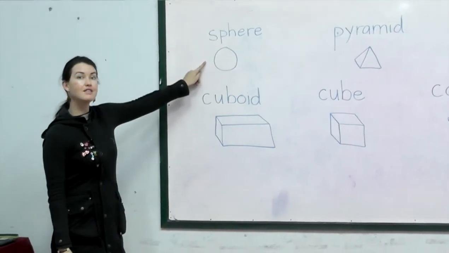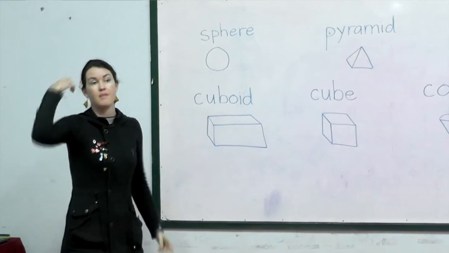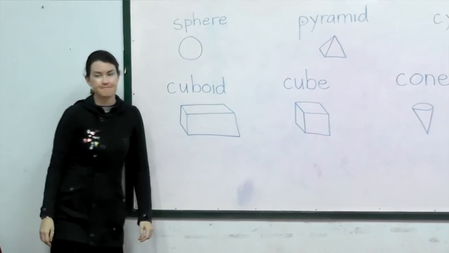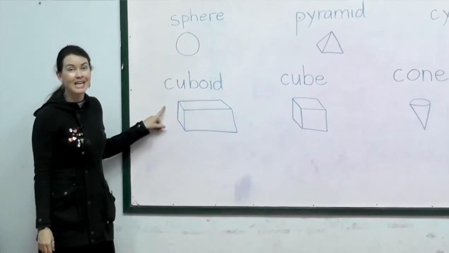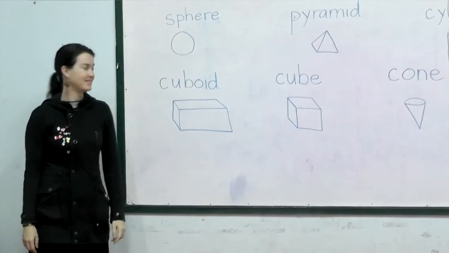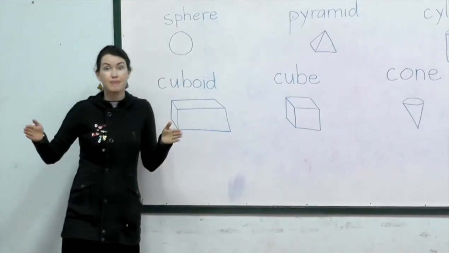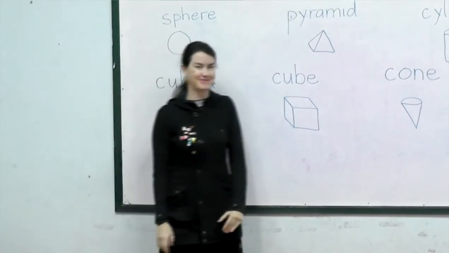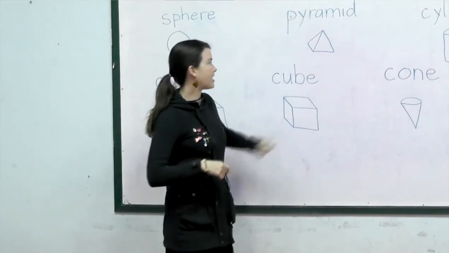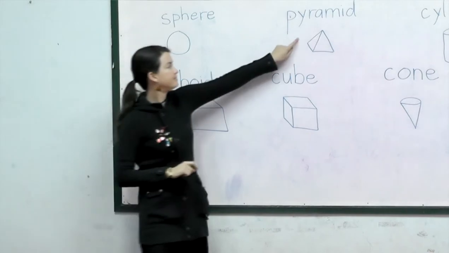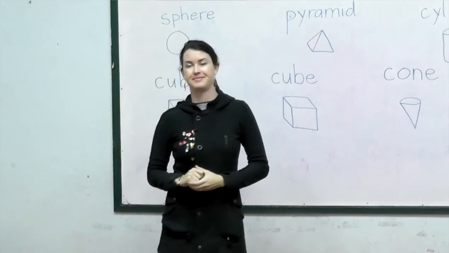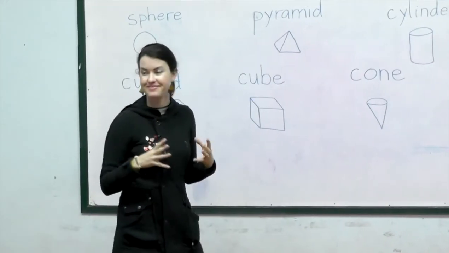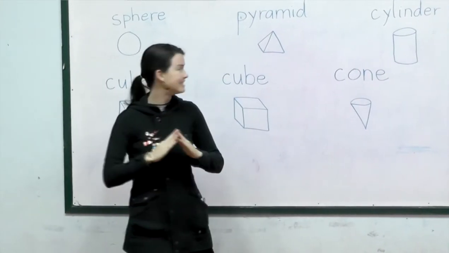Sphere. Good. Think about a ball, or an orange, or a round watermelon. Apple. Good. Cuboid. Good. Think about a long box. Cube. Good. A cube is like a square box. Pyramid. Good. The pyramid is kind of like a triangle shape, but it has volume.